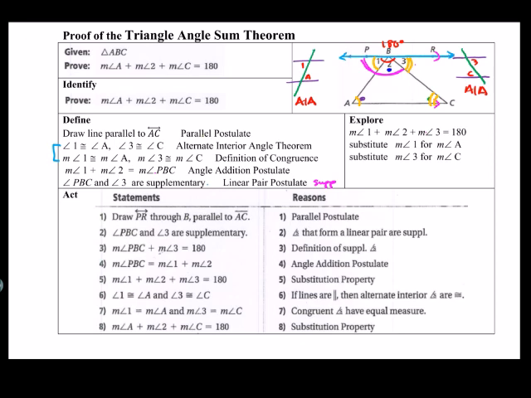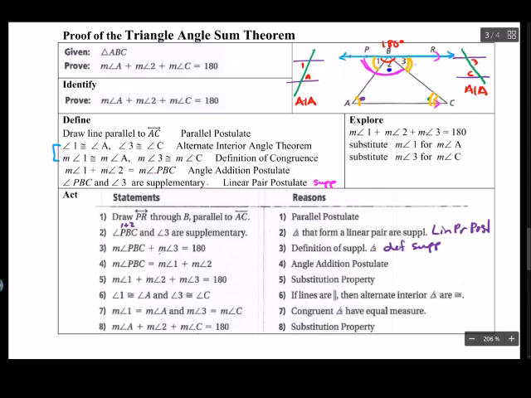So let's look at how we put this together. We start out with our parallel postulate. That just lets us draw our parallel line. And then angle PBC. So that's this new angle that I drew. This is 1 plus 2 here, and angle 3 are supplementary. This is our linear pair postulate. And then I simply use the definition of supplementary to make them equal 180.